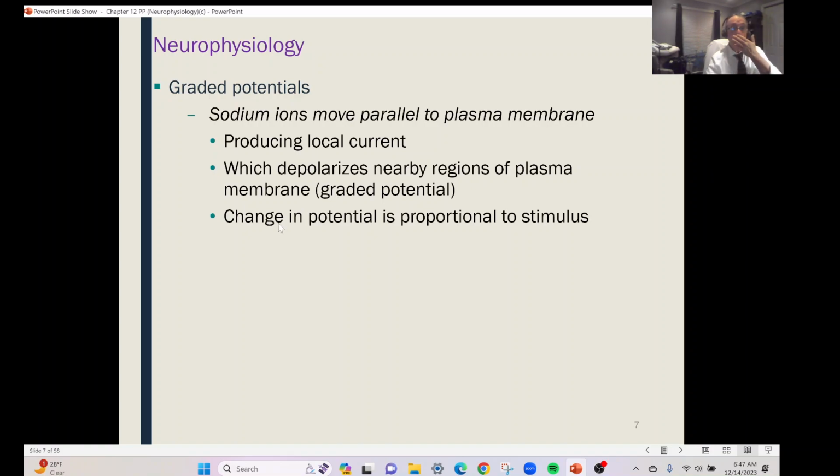The change in potential is proportional to the stimulus. So if you have a light or a weak stimulus, that graded potential isn't going to spread very far. If it's a stronger stimulus, it's going to be a greater graded potential.